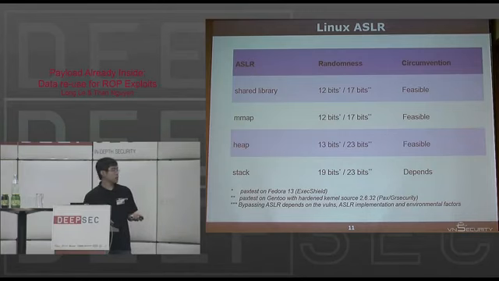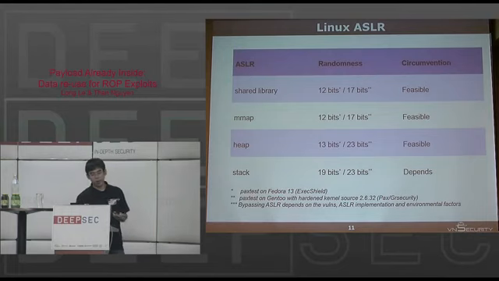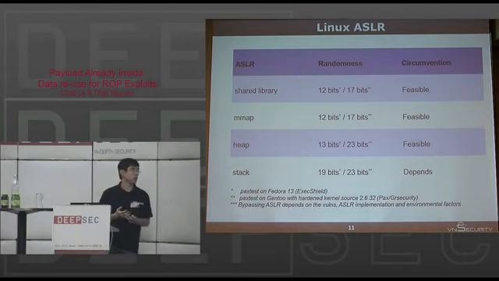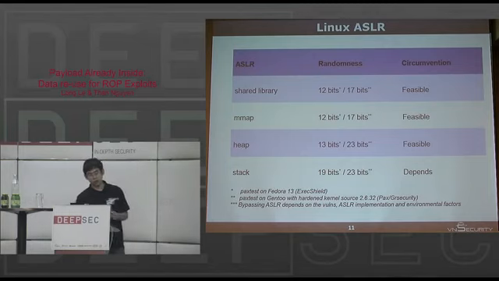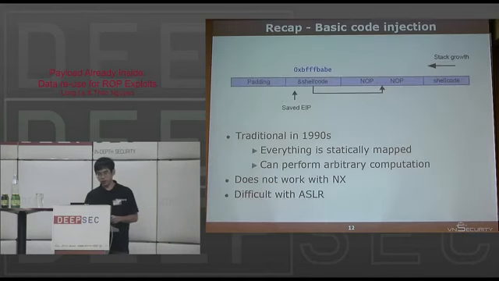So bypassing this randomized address space is actually very dependent, right? It depends on the ASLR implementation, the environment factors, and the vulnerability as well. This one is also the recap on the basic stack overflow and code injection.